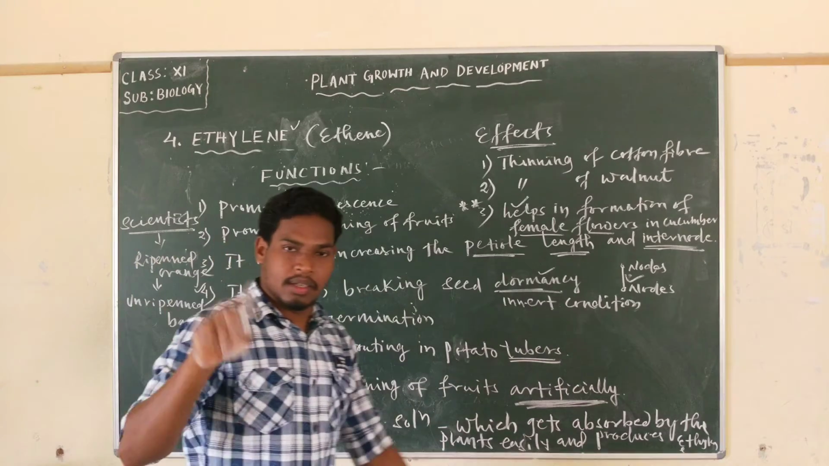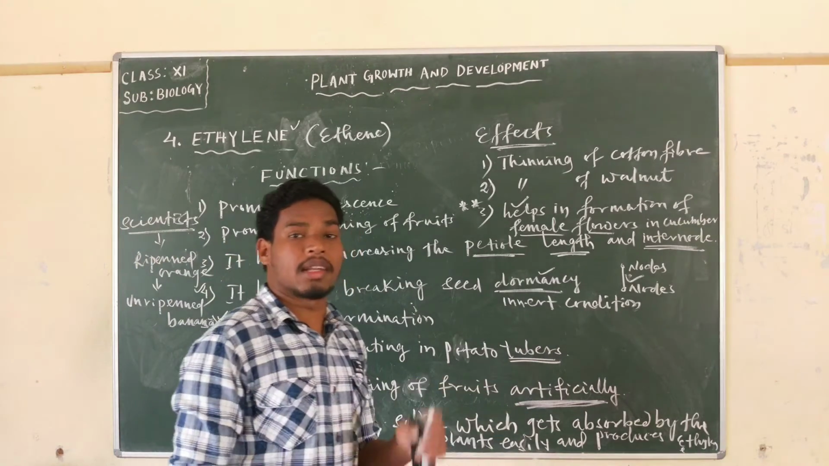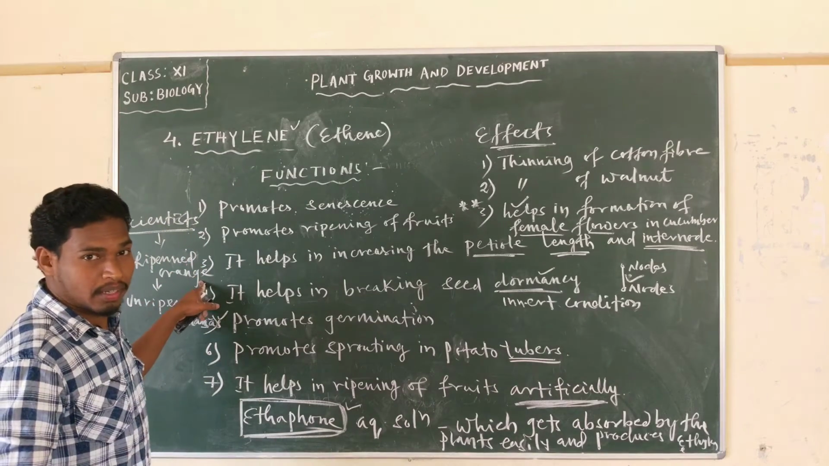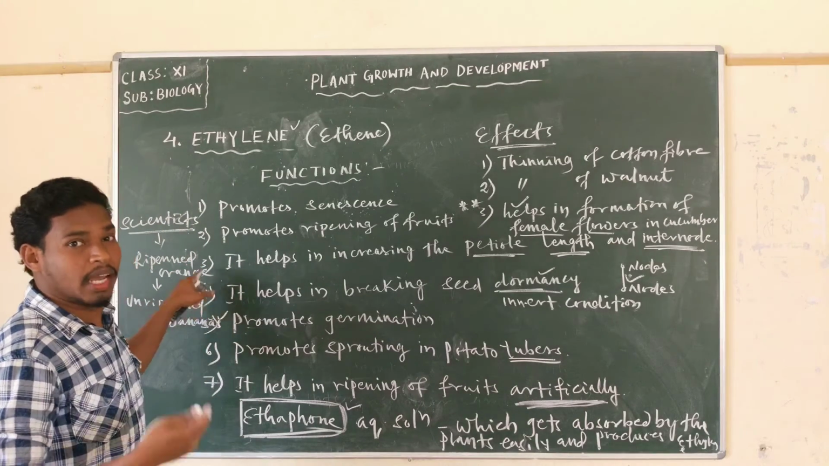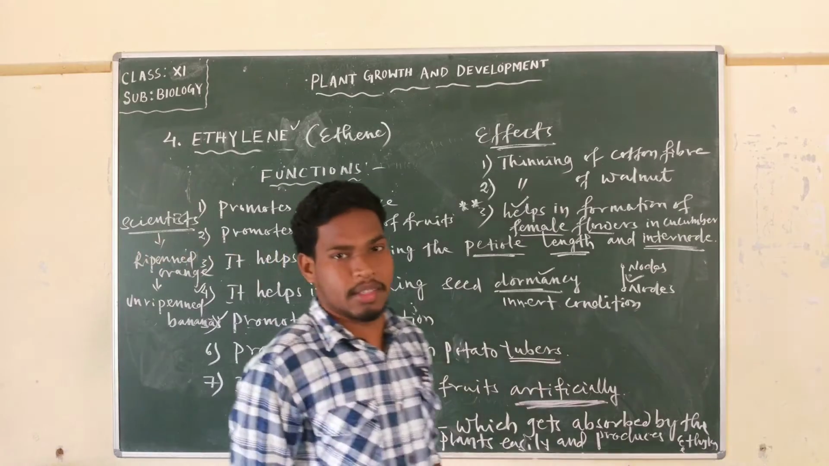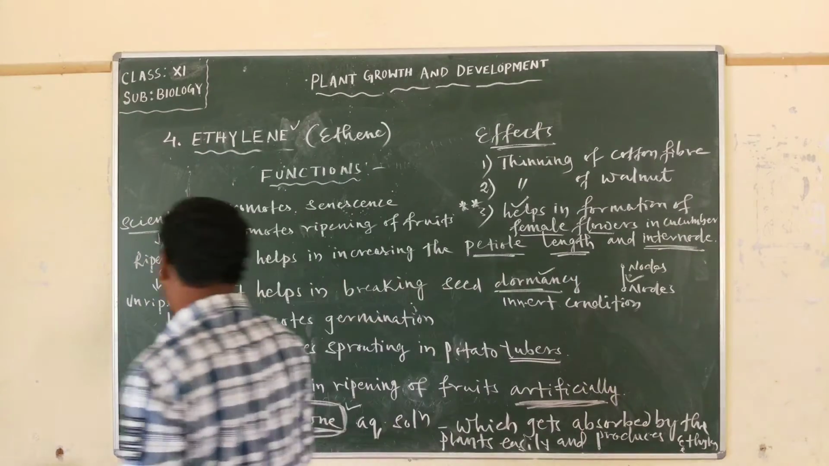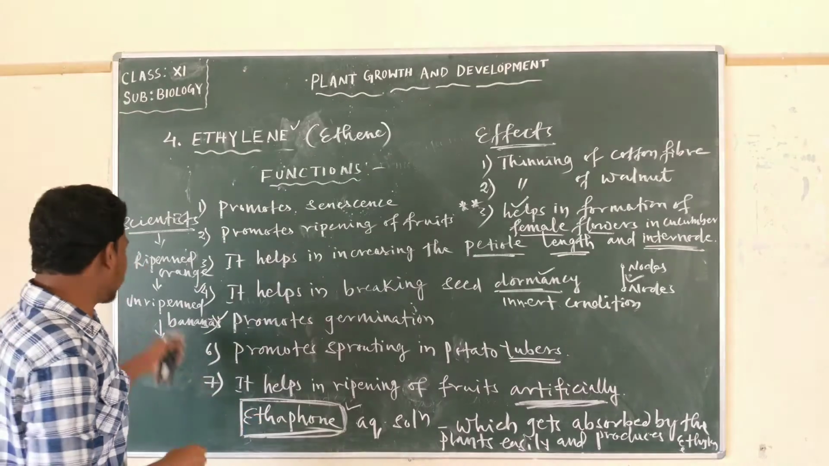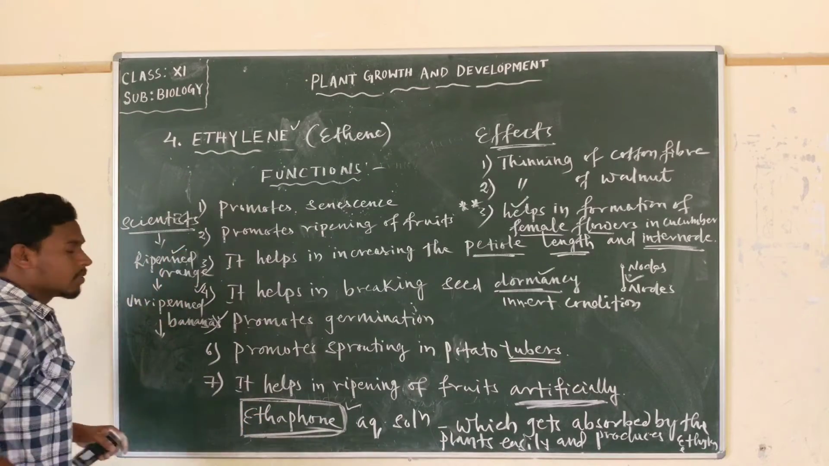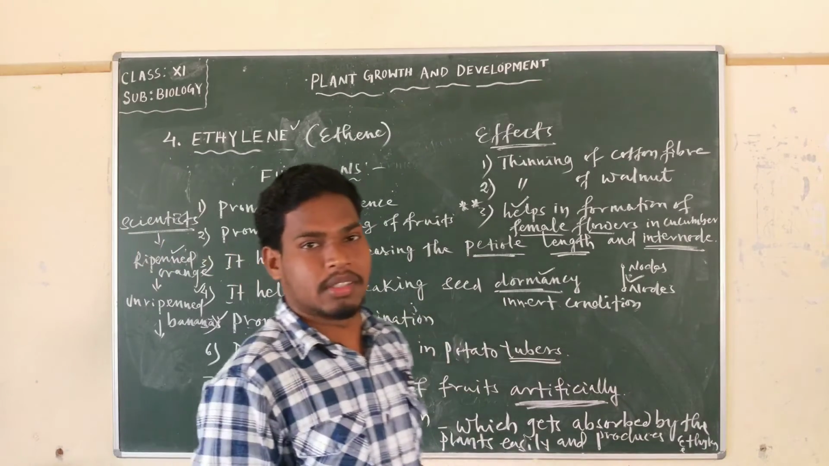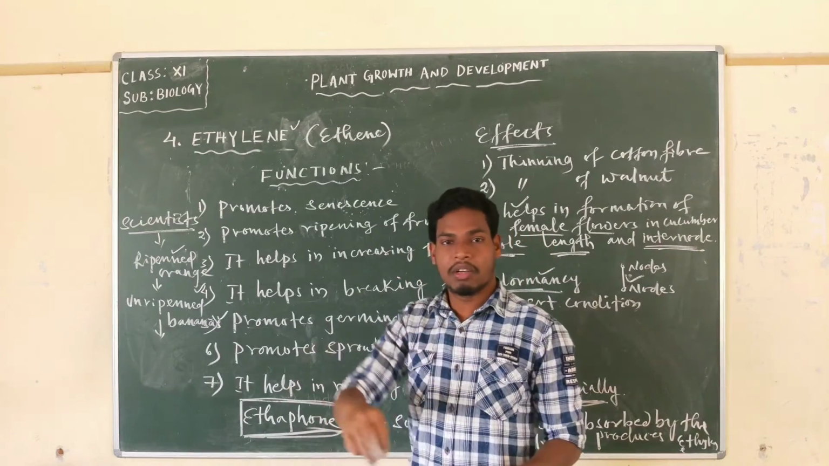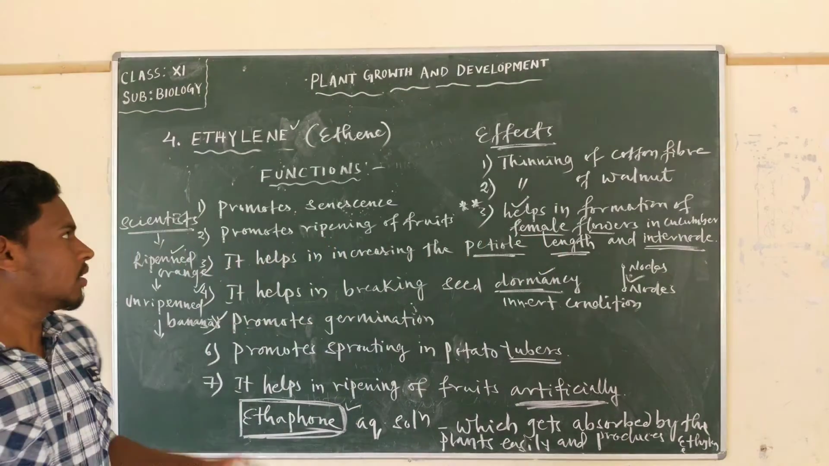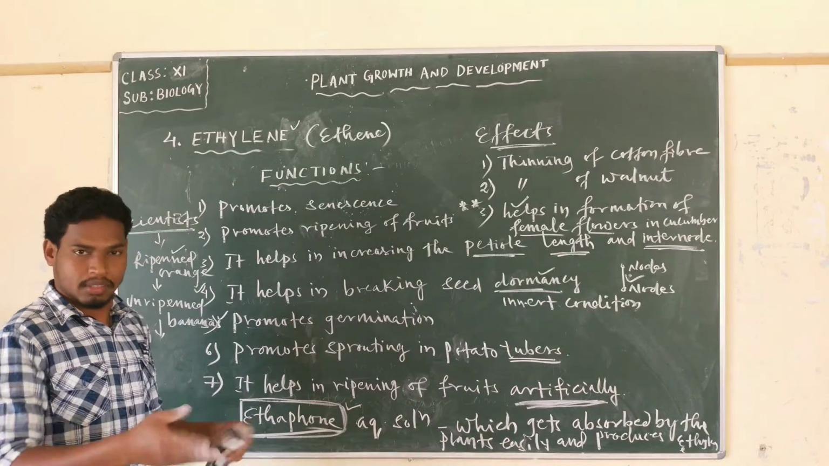So one ripened orange was placed among unripened bananas, and this one ripened orange influenced the ripening of all the other bananas in the basket. So all the bananas got ripened. The one ripened orange helps in ripening all those unripened bananas. So this is how it was found. So ethylene was found like this.